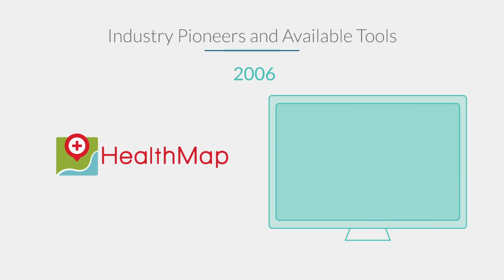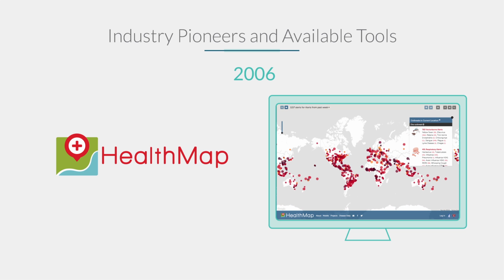2006. HealthMap brings together disparate data sources in real time, including online news media, eyewitness reports, expert-curated discussions, and validated official reports on human, animal, and plant diseases in 15 languages.